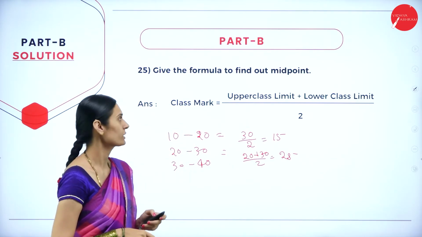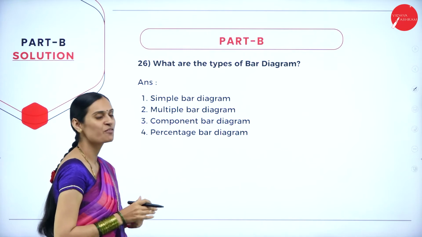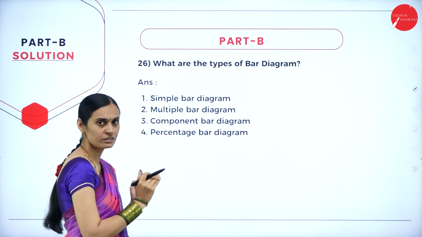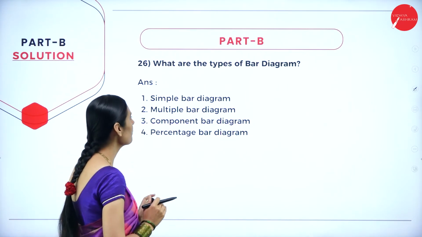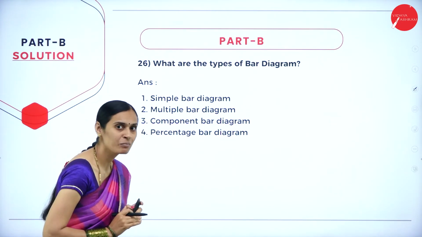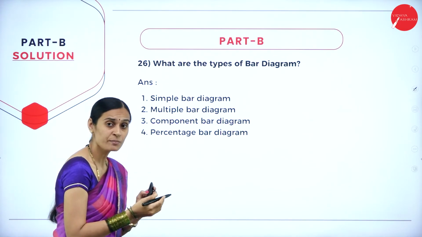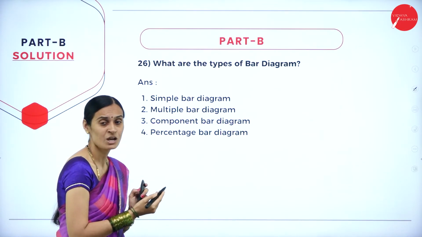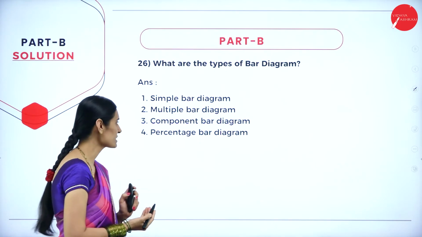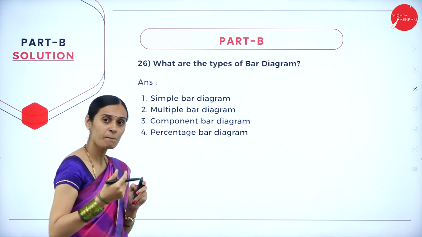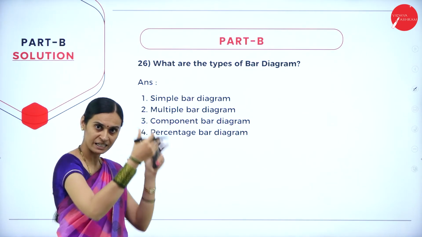That is, upper class limit plus lower class limit divided by 2 is the formula to find the midpoint. And next one, what are the types of bar diagram? Do you know the bar diagram? Equal width and distance. So this is simple bar diagram and multiple bar diagram. What is multiple bar diagram? At the same time you can take two variables, for comparison of two variables. And next, component bar diagram. You can take more components, more parts in a single bar.